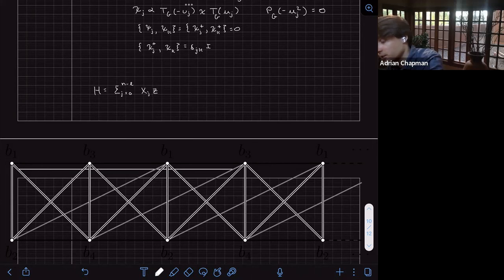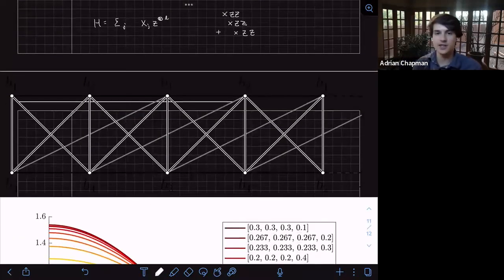Z tensor L. You do need to actually account for this boundary. So I won't worry about these indices for the moment, but essentially these are terms like X, Z, Z in the case of Fendley's model. And in the case of this model, you can take an extra Z, and this gives a longer range frustration graph.